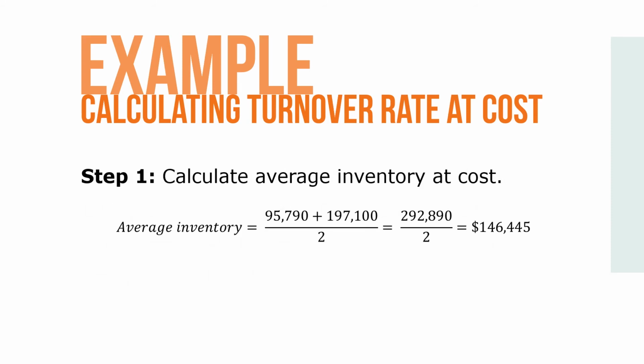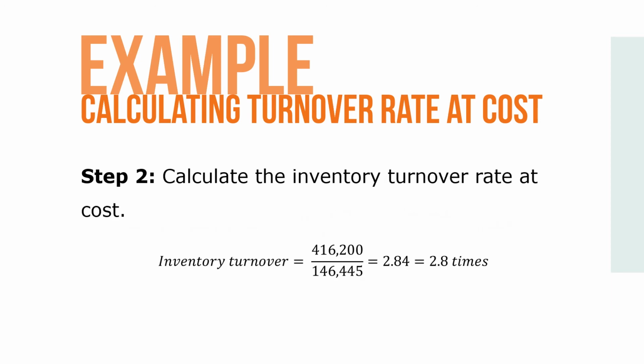Step 1. Calculate the average inventory at cost, which equals $95,790 plus $197,100 over 2, which gives us $292,890 over 2, which equals an average inventory of $146,445. Step 2. Calculate the inventory turnover rate at cost, which is equal to $416,200 over $146,445, which equals 2.84, or 2.8 times.